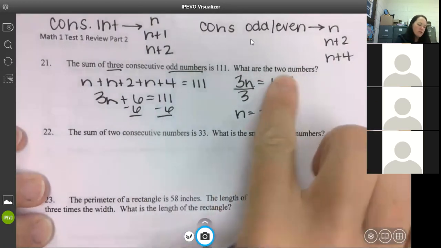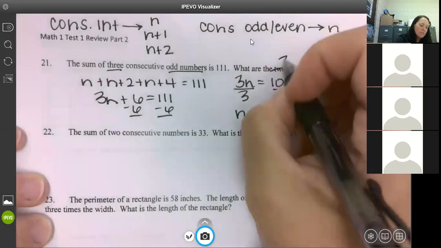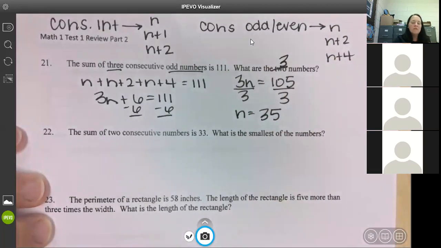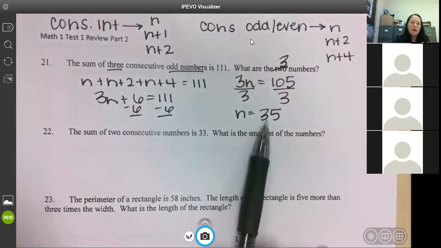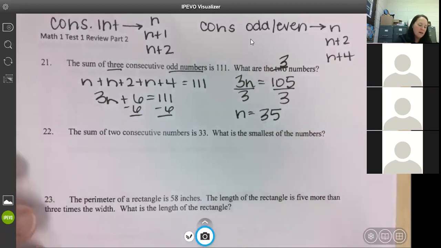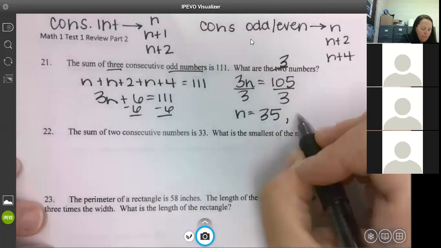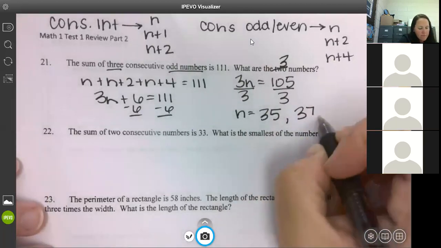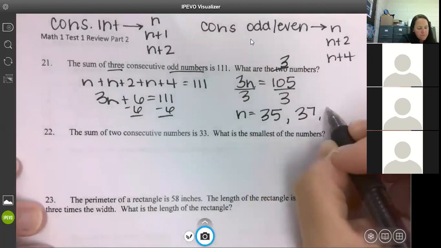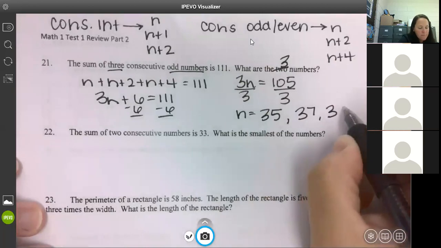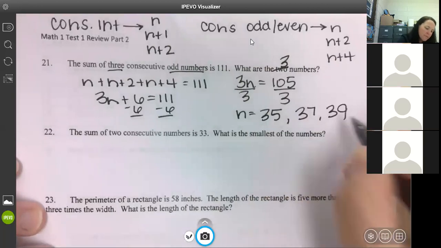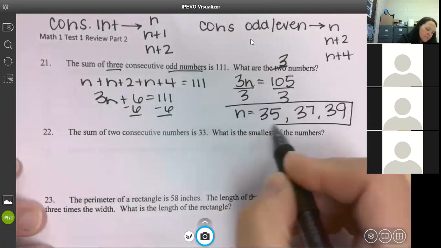It says what are the 2 numbers, but it should say what are the 3 numbers. So if 35 is my first odd, what's my next odd? 37. And what's my third one? 39. That's it.